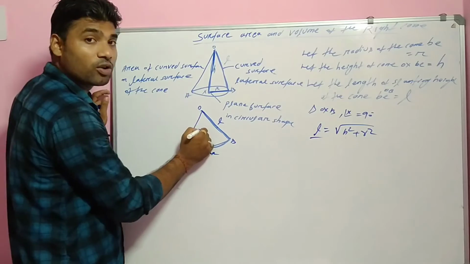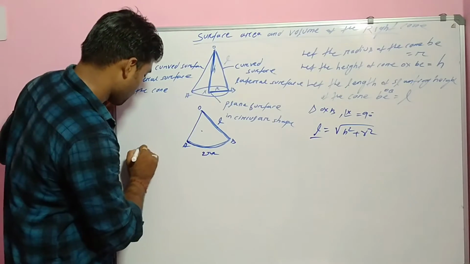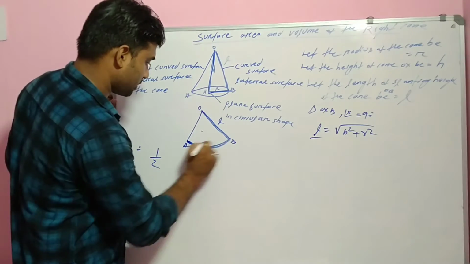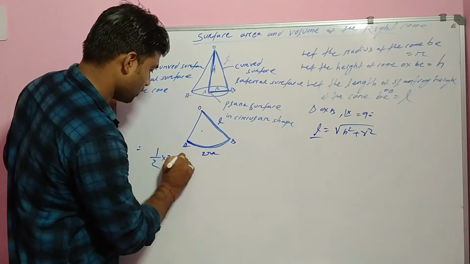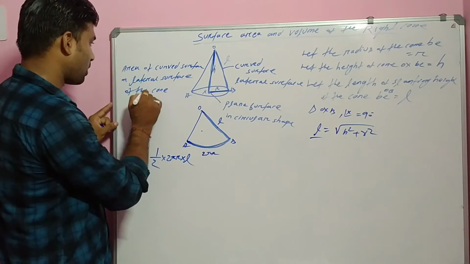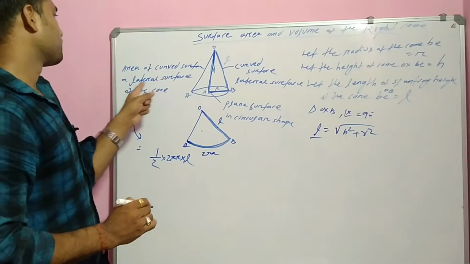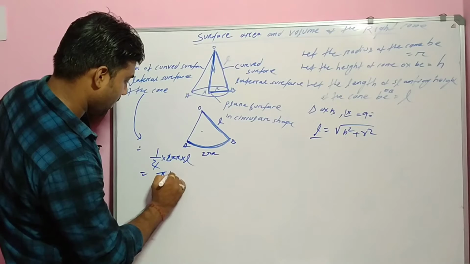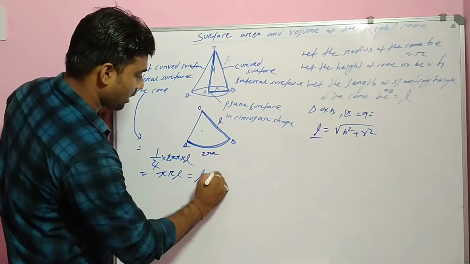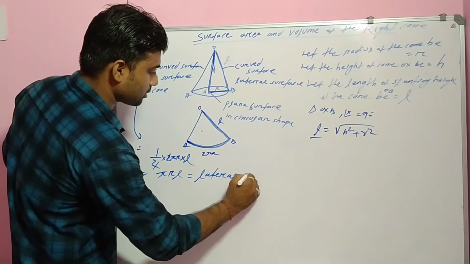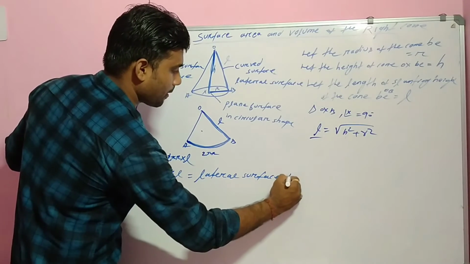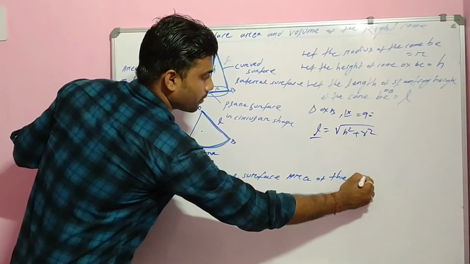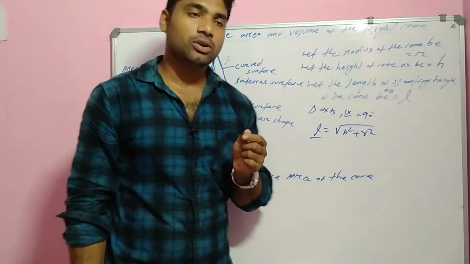Okay. So how will you find the area of this sector? Half into the length of arc 2 pi r into the radius, that means L. That is equal to the area of the curved surface, or lateral surface, of the cone. The 2 cancels, that means pi r L. That is the lateral surface area of the cone. Okay, lateral surface area of the cone.